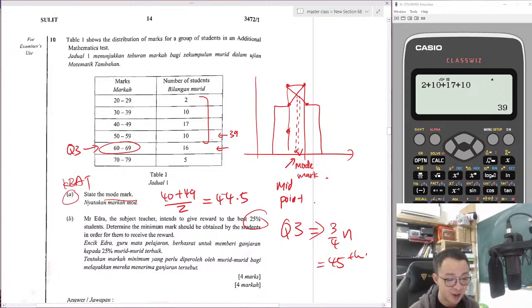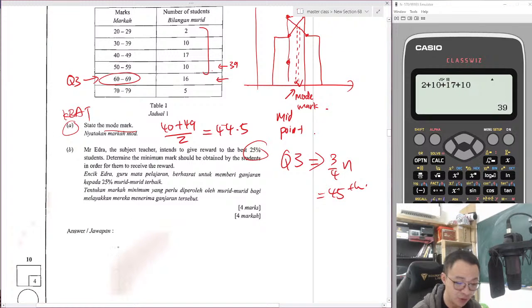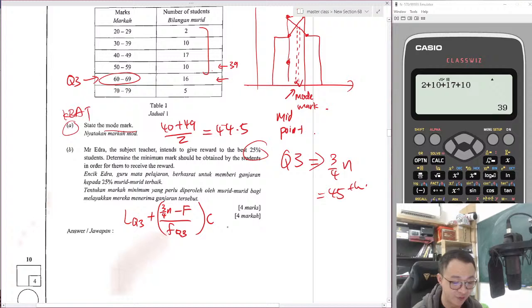Okay, if you understand so far, then what I want to do right now is use the Q3 formula here. First, the lower boundary of the Q3, and then plus 3 over 4n minus cumulative frequency of Q3, and then over frequency of Q3, times class size. Okay, this is the whole thing I want to find here. So first, what's the lower bound here? It will be 59.5, isn't it? And then 3 over 4 multiply 60 we just did, which is 45, isn't it?